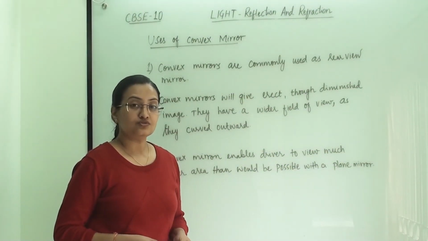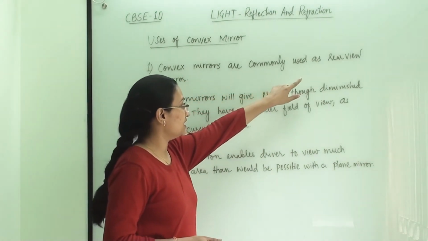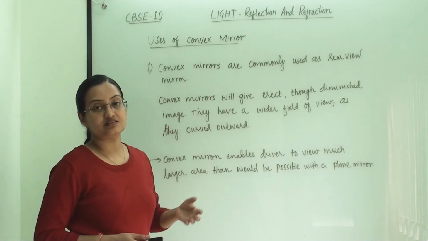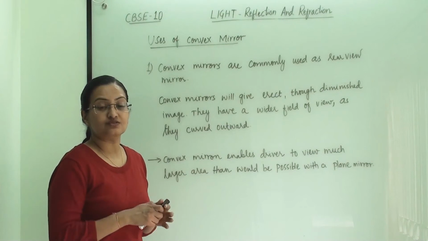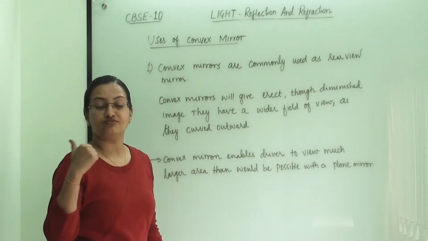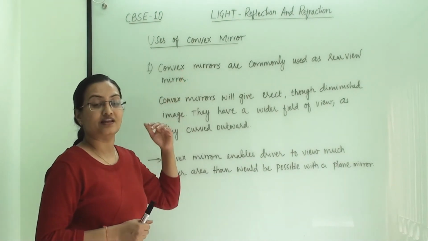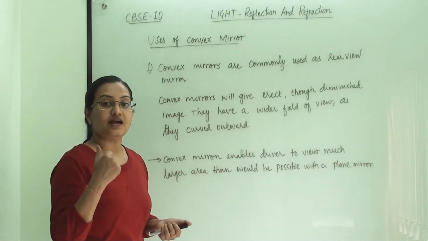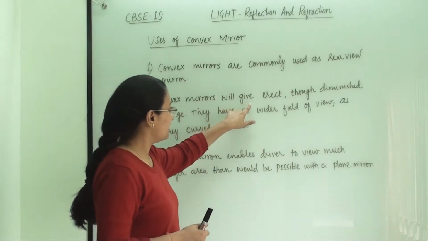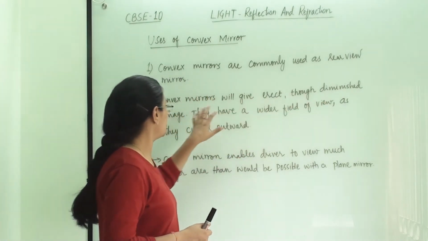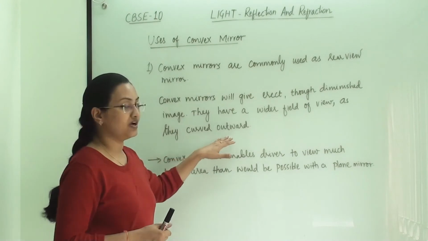We will discuss the uses of convex mirror. Convex mirrors are commonly used as rear view mirrors in vehicles. The side mirrors which we use to see the backside view are made of convex mirror. It will enable us to see how many vehicles are behind us. Convex mirrors will give an erect though diminished image. They have a wider field of view as they curve outward.